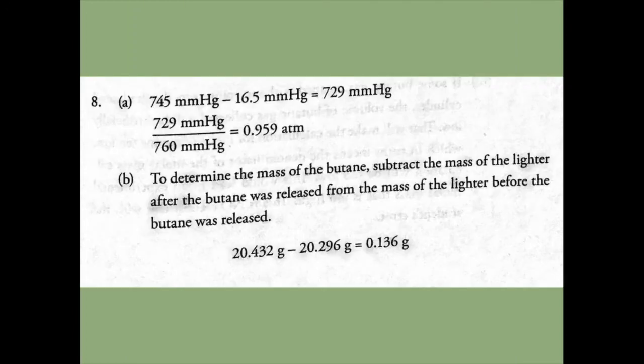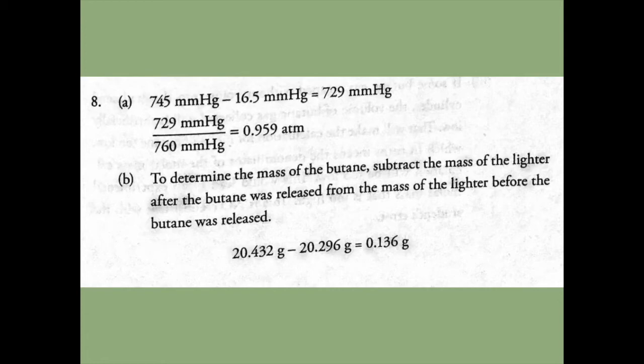For the last problem, this is exactly the lab that we did, so this should be nice and easy. In A, it says given that the vapor pressure of water at 19 degrees Celsius is 16.5 millimeters of mercury, determine the partial pressure of butane gas. Well, I know the total pressure at 745. I'm going to subtract from that 16.5, which is the partial pressure of water, and then all I have to do with that is divide by 760 in order to get into atmospheres.